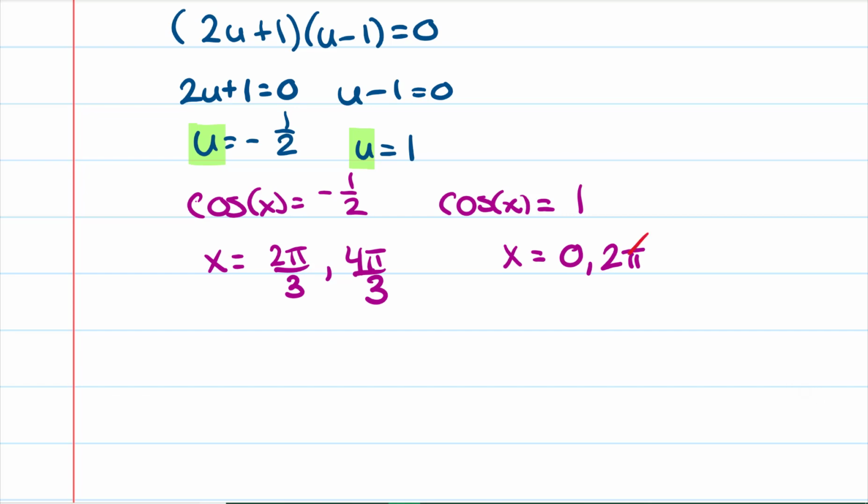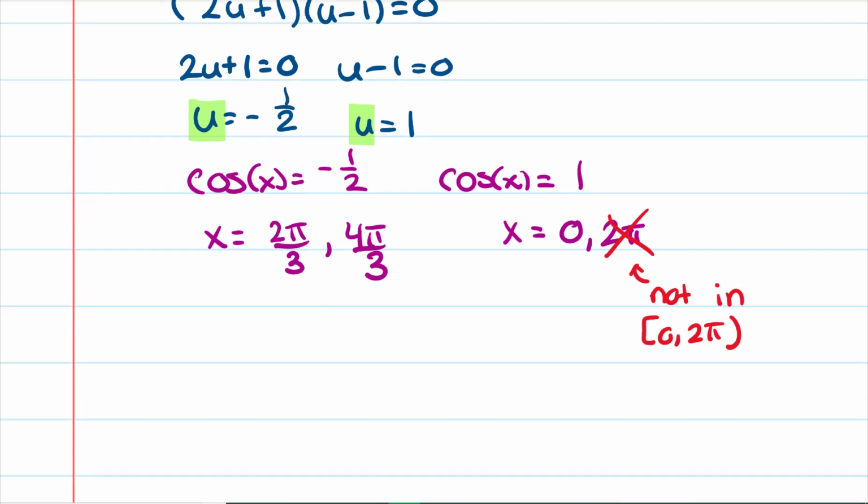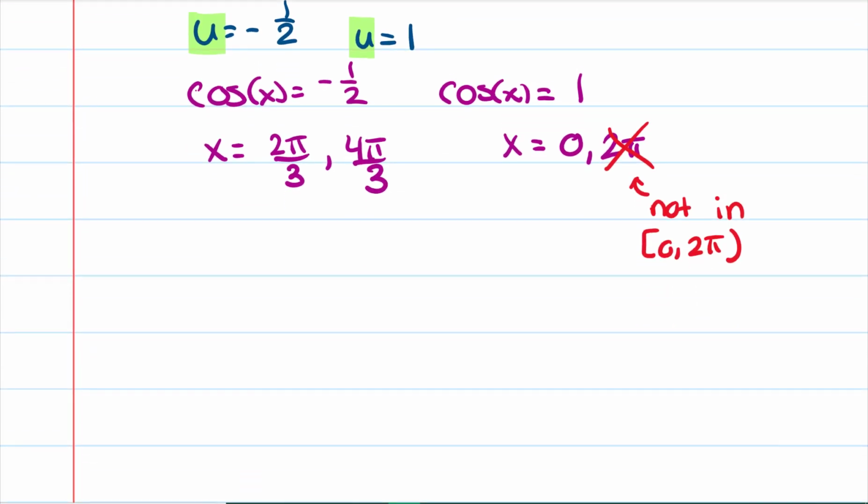But remember, we cannot use the 2 pi because it's not in the interval bracket 0 to 2 pi with a parenthesis. Remember, the parenthesis means it's not included. So my final answer is 0, 2 pi over 3, and 4 pi over 3.